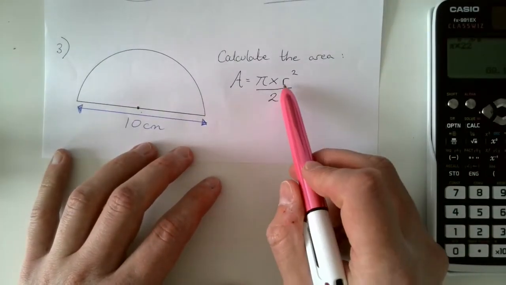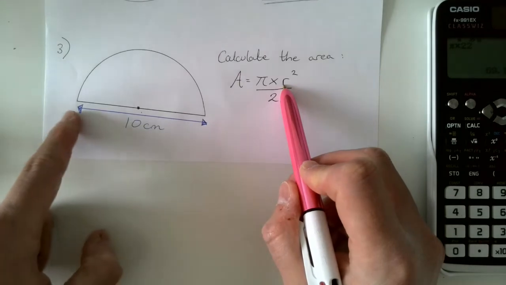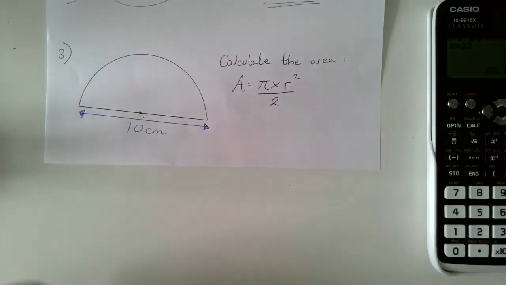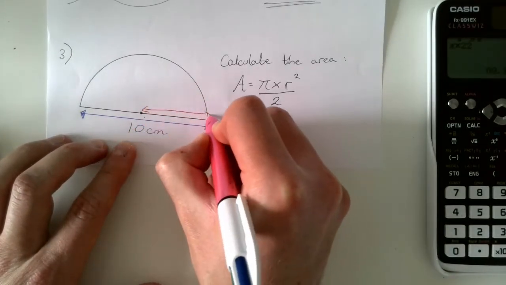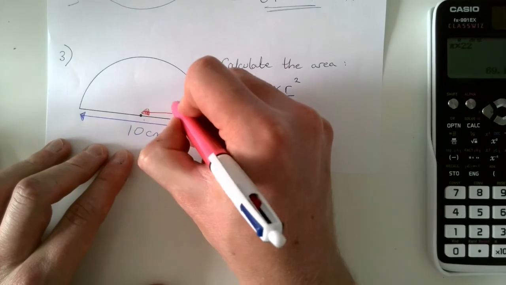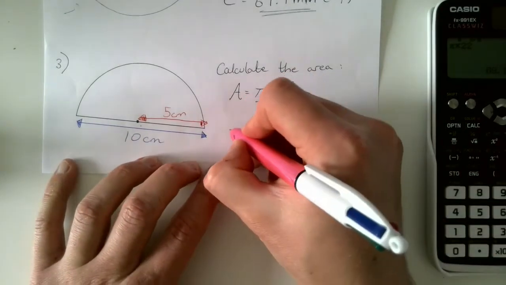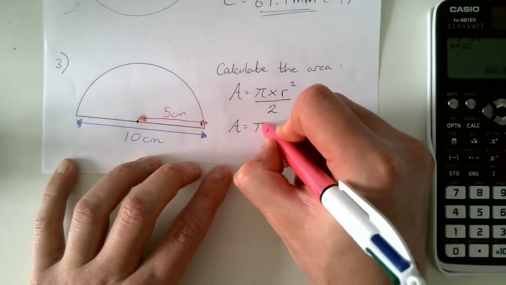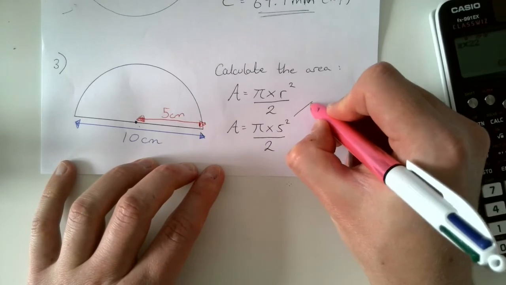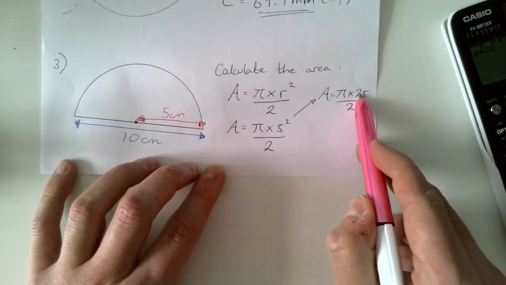Okay. Now I need the radius. So there's a lot going on in this question. I need the radius, but I've been given the length of the diameter, or the distance all the way across. So if I wanted to work out what the radius is, which is from the center point to the edge of the circle, hopefully you remember me saying earlier that I'm going to need to half the 10 to give me 5. So the radius is 5 centimeters. And now I can substitute into this formula. So pi times 5 squared divided by 2, which is the same as saying pi times 25 divided by 2. 5 times 5 is 25.